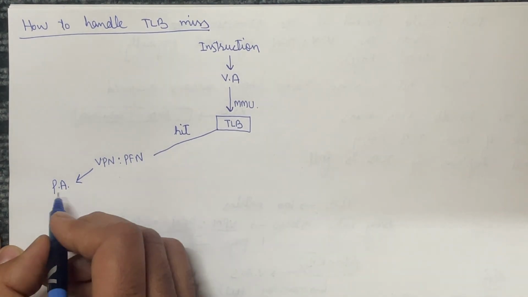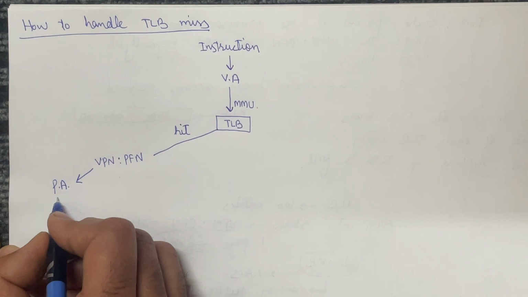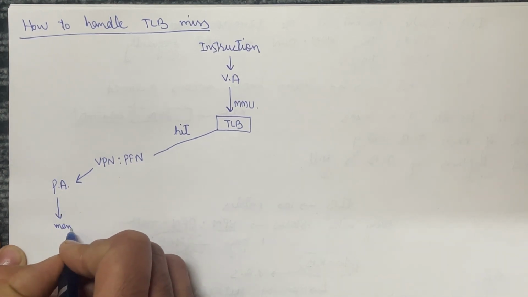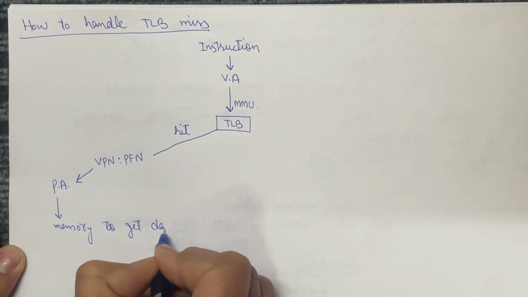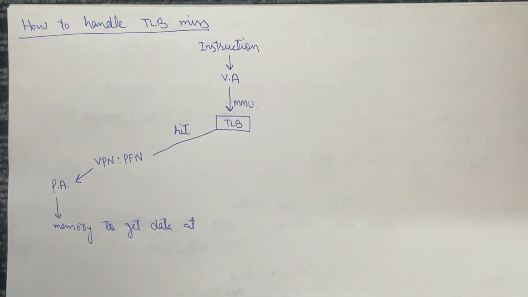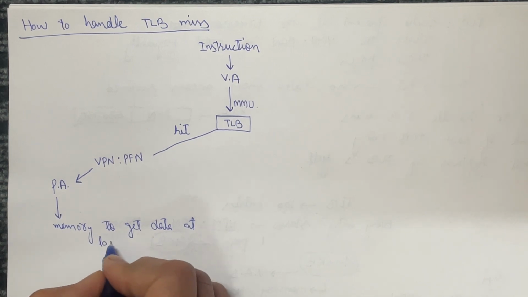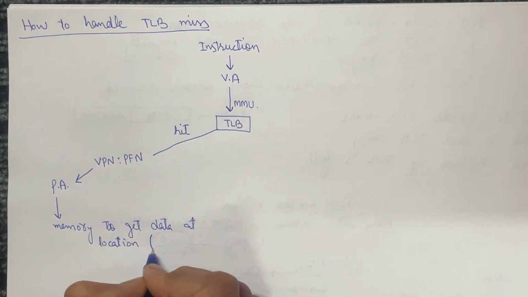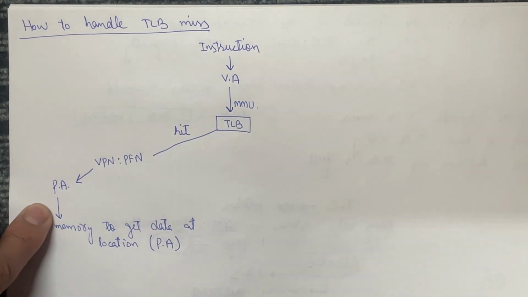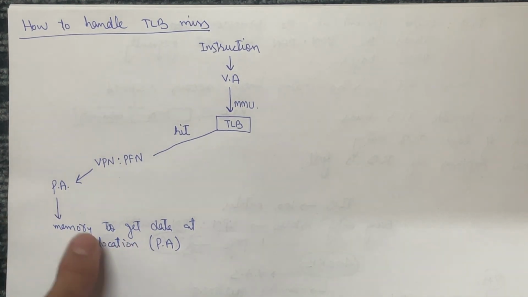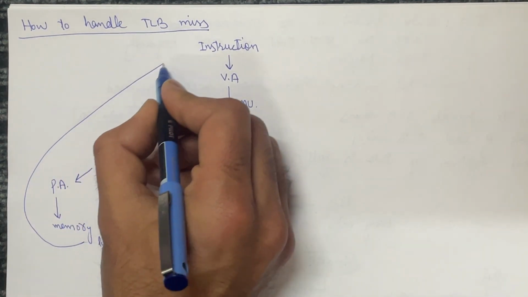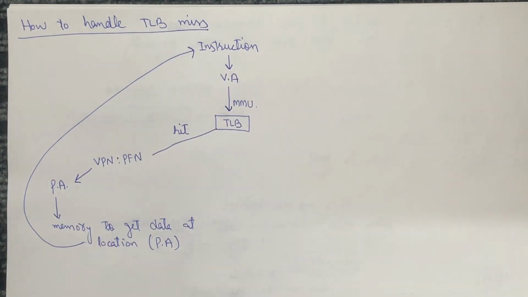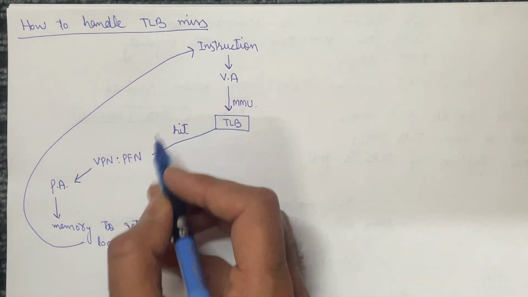Okay, so after converting the virtual address to a physical address, we will access the memory to get data at location P. We are accessing the memory to get data at this physical address. Then we will return that data to this instruction. Then the instruction will move forward. Okay, so this is the first part, when there is a hit in the TLB.